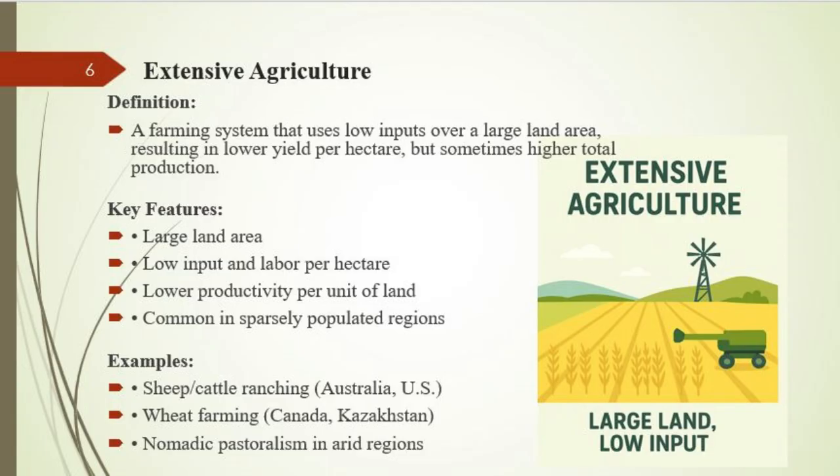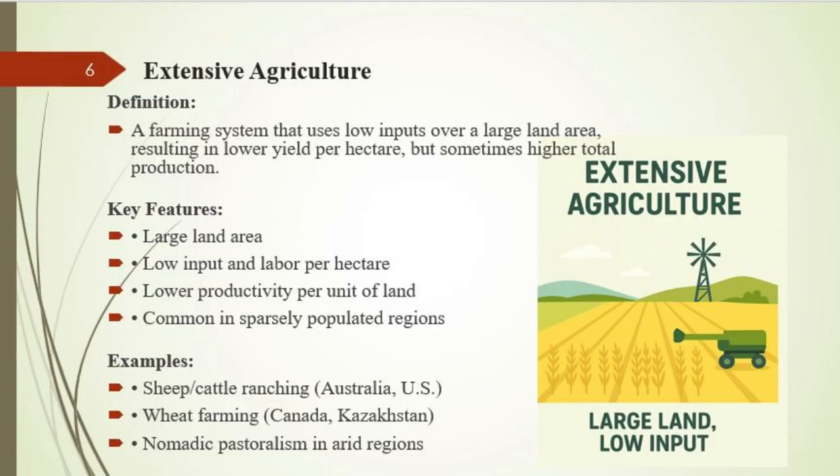1. Large land area. Farmers need large fields or grazing areas. 2. Low input use. Less fertilizer, pesticide, irrigation, and machinery are used. 3. Lower productivity per hectare. Each hectare produces less compared with intensive farming. 4. Common in less populated areas. Large areas of land are available, so farmers can spread production over bigger areas.